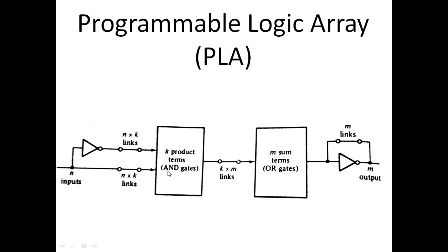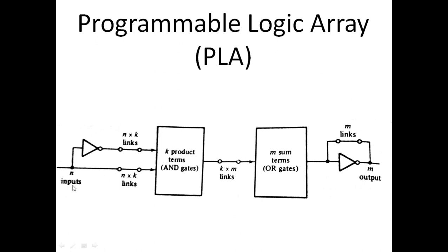This is similar to a ROM. In the ROM we had AND gates in the decoder, and for those AND gates there are product terms or AND gates in the PLA as well. There were OR gates in the ROM, and there are sum terms or OR gates in the PLA. There are fuses in the PLA, and there are no fuses at the end of the ROM.